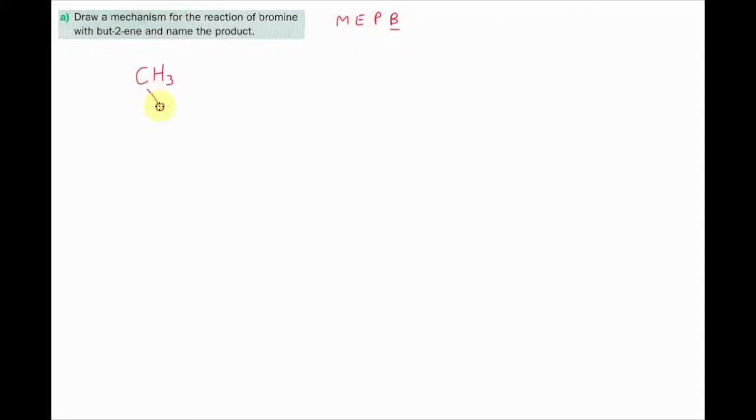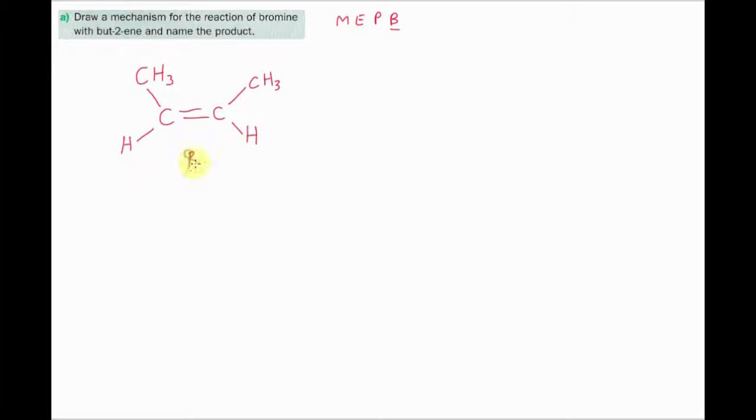So we need a carbon chain that's 4 carbons long. And on the second carbon, 1, 2, we've got the double bond. And we put another carbon up there. So that's butene, like that. And we've got to do the mechanism with bromine.